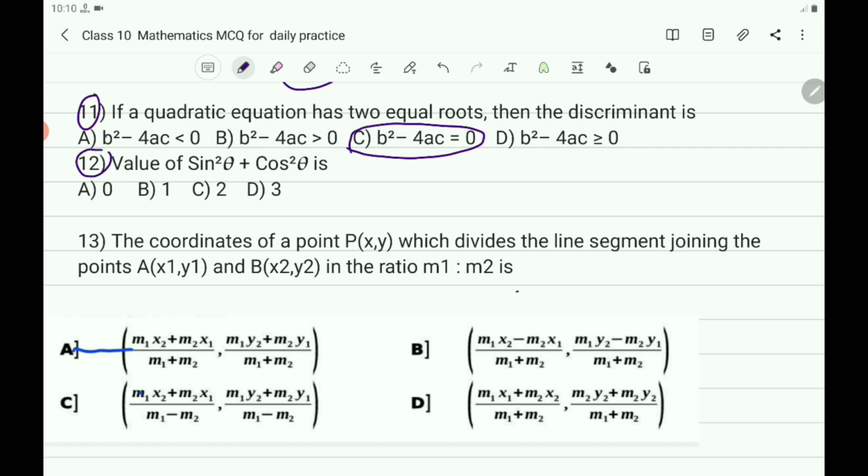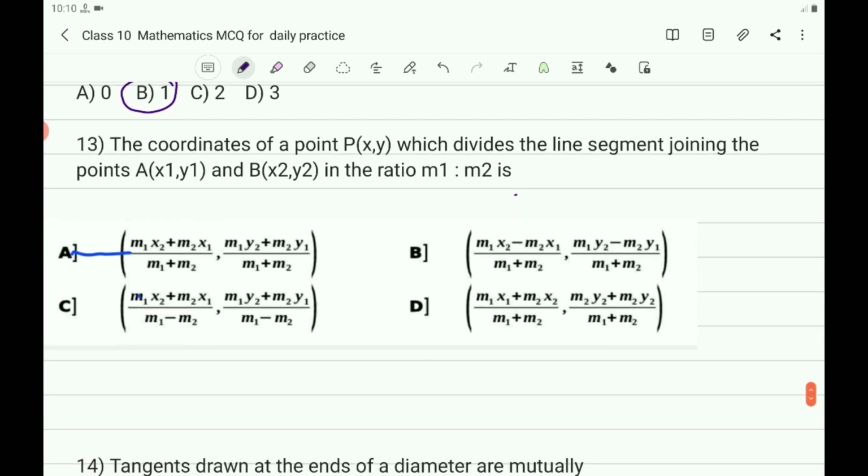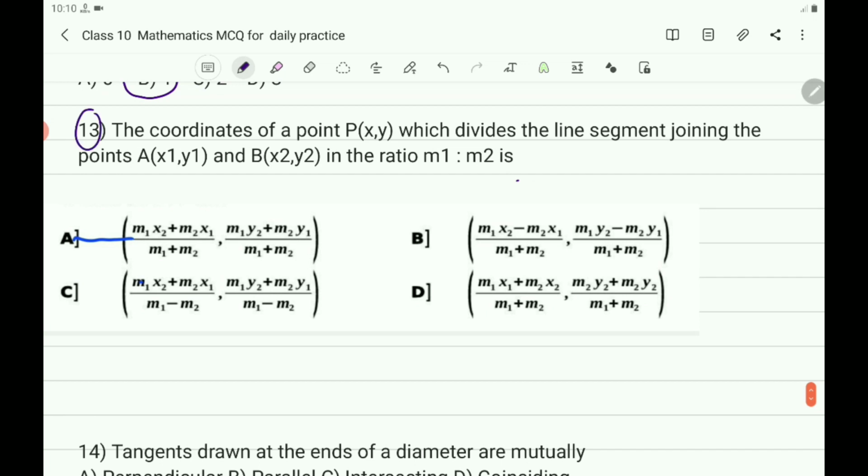Next, take the 12th question. The value of sin square theta plus cos square theta is, you know, an identity. Sin square theta plus cos square theta equals 1. Option B is the answer. The value of sin square theta plus cos square theta is 1, that is one of the trigonometric identities. Next, take the 13th question.